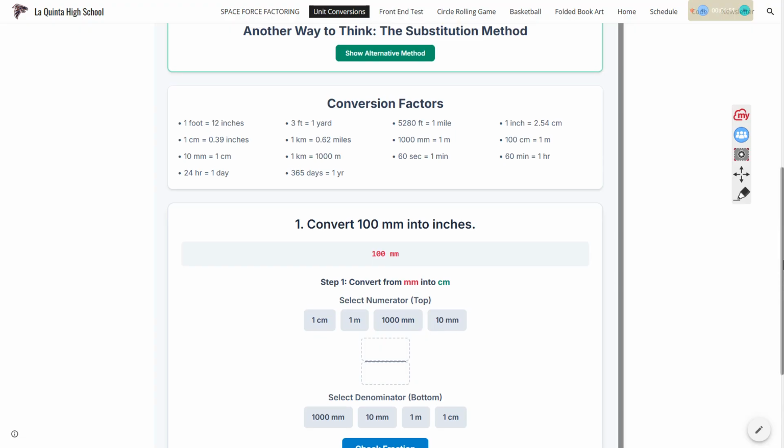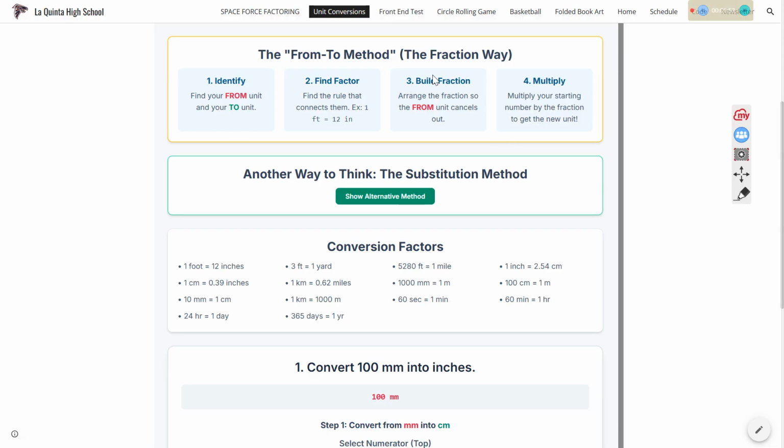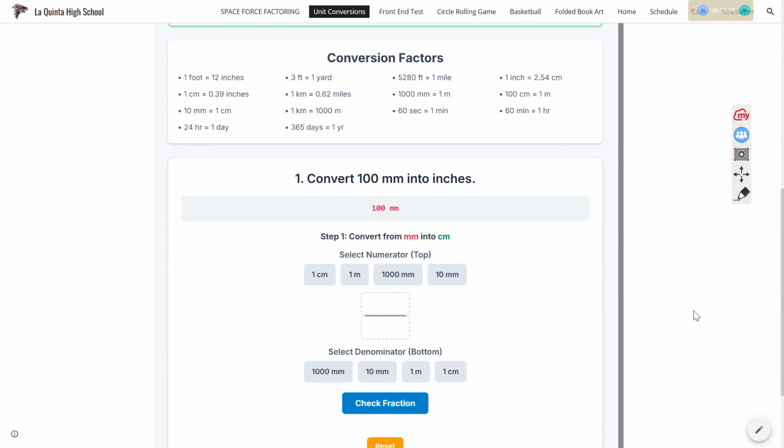When we do our step 3, which is build the fraction, we want to arrange the fraction so that the from unit cancels out. That means the from unit has to be the denominator of the fraction, and the to unit has to be on top. Since I'm going from millimeters into centimeters, I need millimeters on bottom and centimeters on top. There's only one option that has centimeters, so I have to choose this one. Then I look to see the relationship between millimeters and centimeters, and we should see it's this one right here.